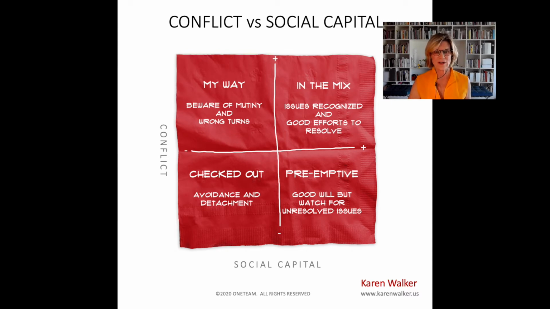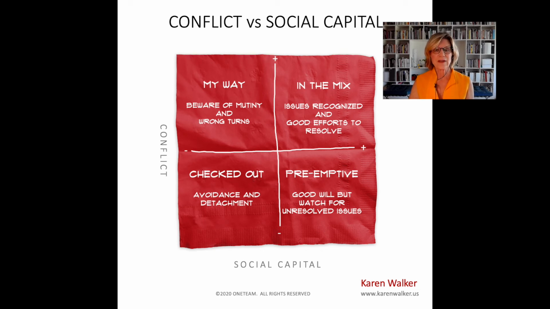Now in the bottom right-hand quadrant, something I call the preemptive space. So in this space you have high social capital, so you have a lot of goodwill, but low conflict. And so you want to keep your antenna up and really watch for unresolved issues, right? There's definitely a wanting to resolve issues because social capital is so high. People want to get along and have the place feel good, and I want to really pay attention to each other. But if conflicts are not coming up, they will eventually sort of rear their ugly head and demand to be resolved. So you can preemptively solve things because of the goodwill, but watch for unresolved issues.